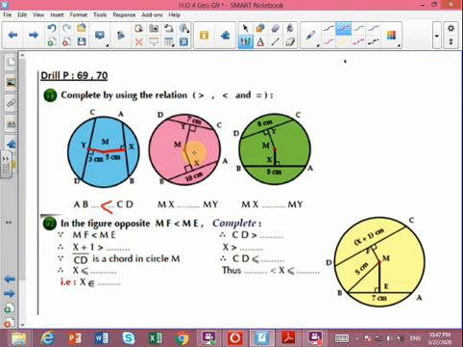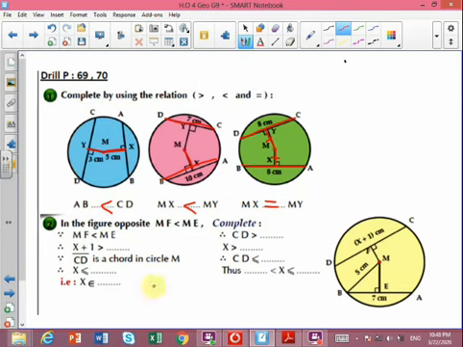What about here? He told me that CD is 7 centimeters and the chord AB is 10 centimeters. So MX, he's asking about MX. MX will be smaller or greater than MY? Also smaller, because AB is the greatest chord. What about here? AB chord is 8 centimeters and CD chord is also 8. So the distance between the center and these two chords will be equal.